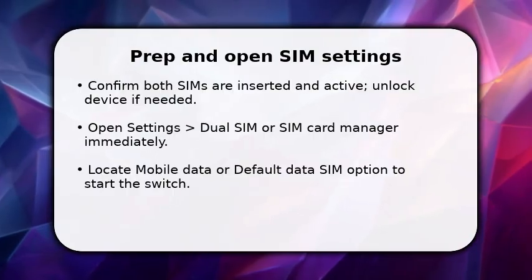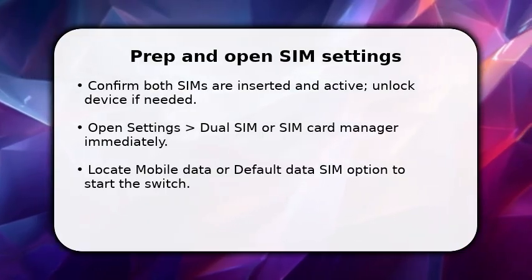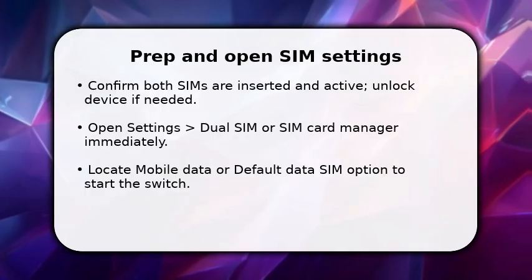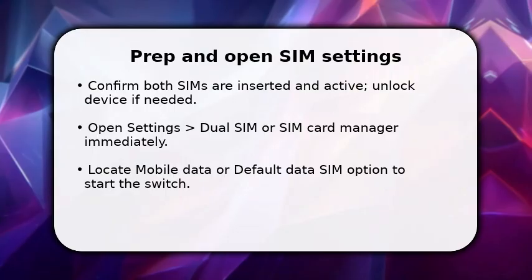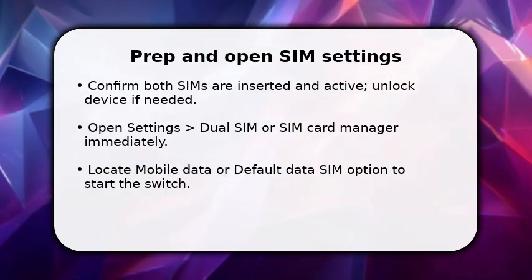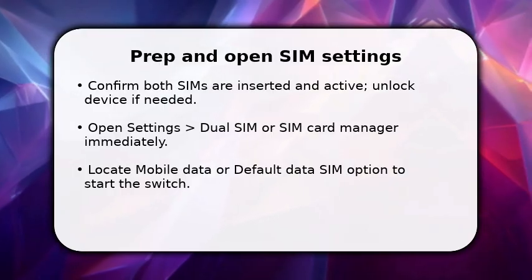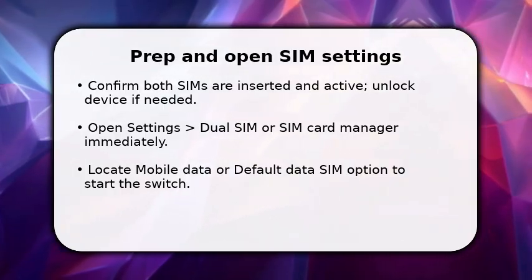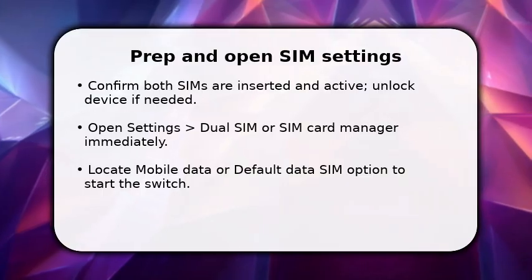You start by confirming both SIM cards are recognized and active, because the phone needs both profiles present to swap data. Once done, unlock the phone and go straight to Settings, then Dual SIM or SIM Card Manager. This is where Vivo places the mobile data control. Make sure you see SIM1 and SIM2 labels. That visual confirms which is primary now.